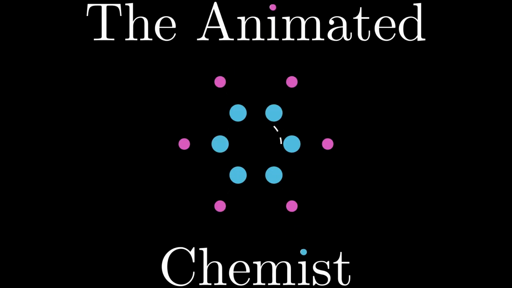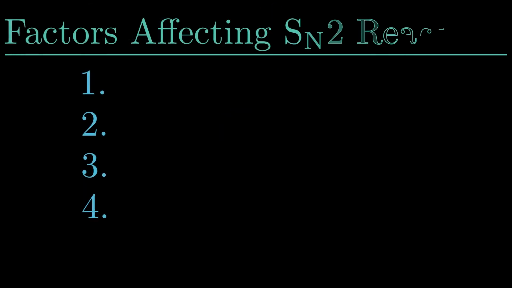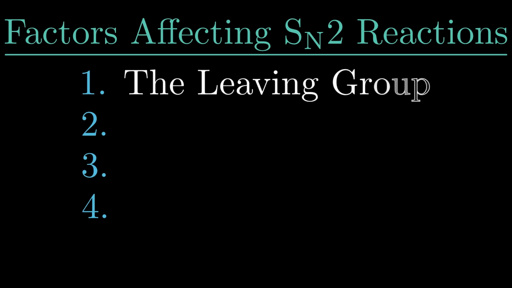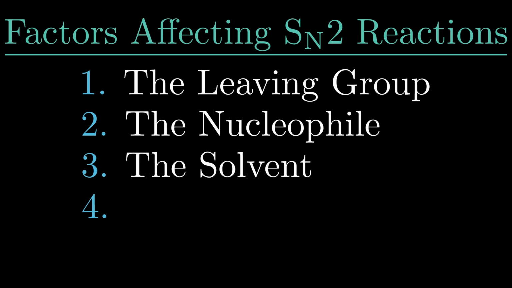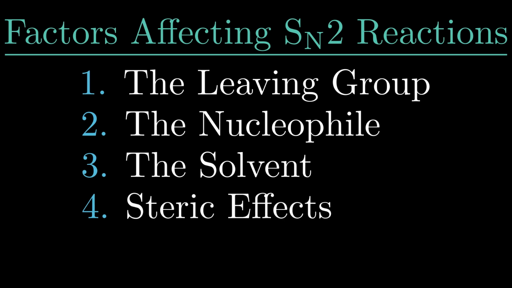Welcome, fellow chemists, to another video on SN2 reactions, in which we will take a brief look at 4 factors which affect the process. We'll look more closely at the leaving group, the nucleophile, the solvent, and steric effects. An understanding of these factors will allow you to predict the outcome of a reaction at a glance, and that includes predicting nothing happens at all.